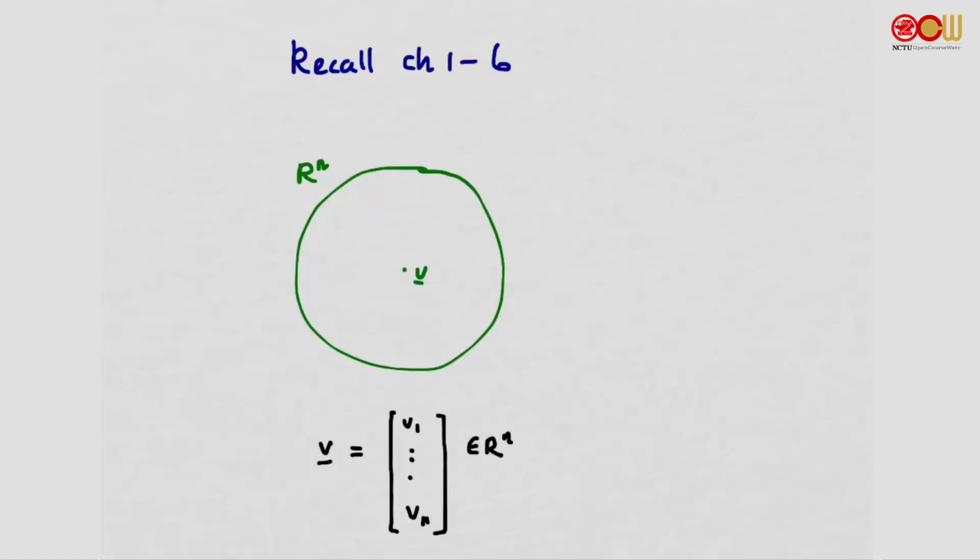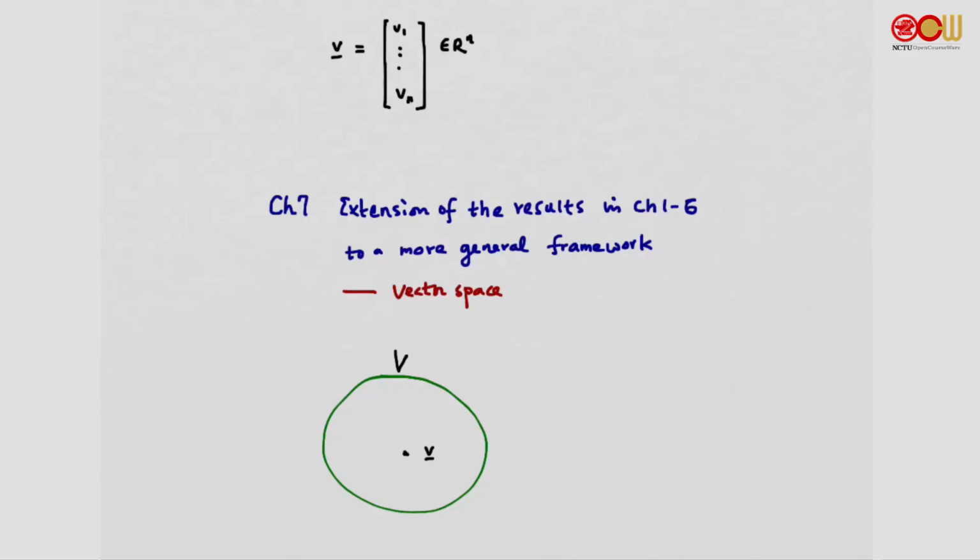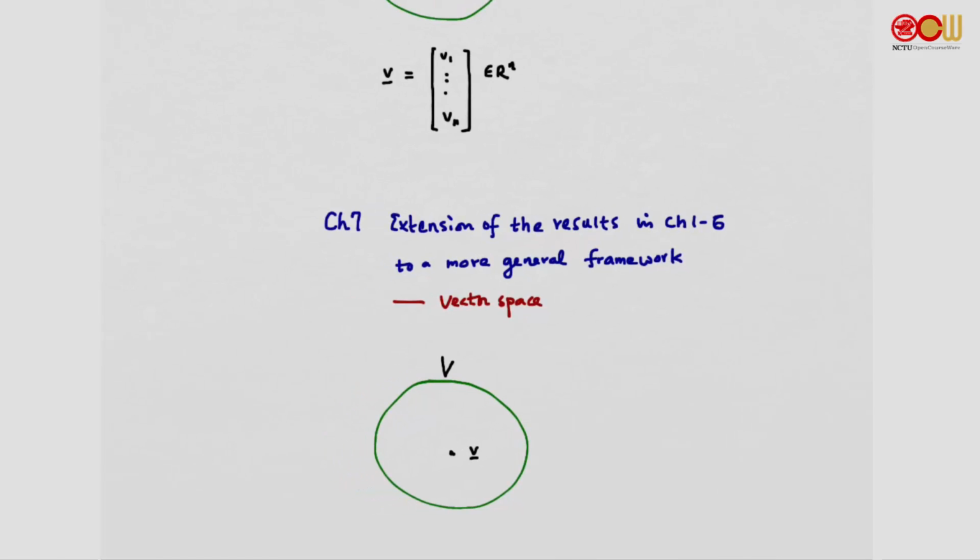In the first 6 chapters, we talked about Rn, and each vector in Rn is an n-tuple like this, v1 to vn, and this is what the vectors in Rn look like. Here we would like to extend the results in chapters 1 to 6 to a more general case. And this set here is no longer Rn. It's something that we call a vector space, which we will define in just a little bit. And the elements of a vector space, we still use the notation v with a bar as before, and we still call them vectors.